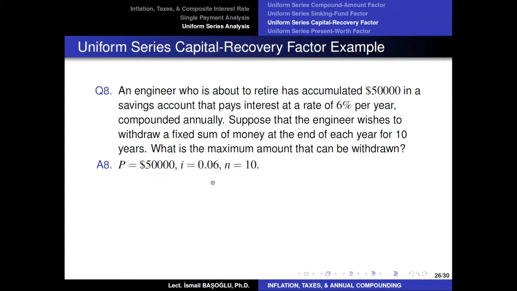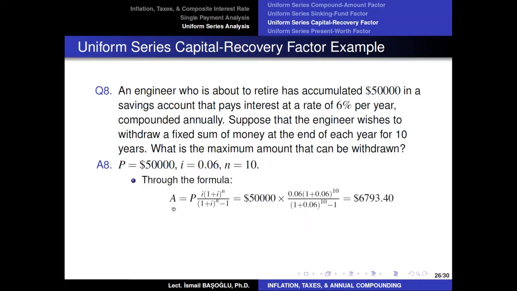So principal is $50,000. The annually compounding interest rate as decimal is 0.06, and the number of investment years is 10. Either we can use the formula to calculate the annual installment size by multiplying the principal with the uniform series capital recovery factor, plugging in values of P, the interest rate per year as decimal, and the number of investment years, 10. You will get $6,793.40.